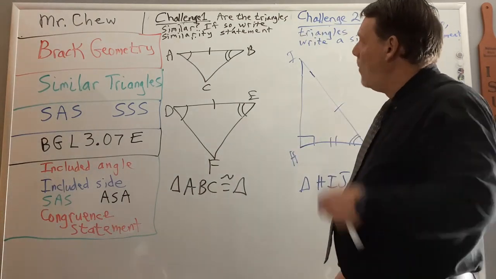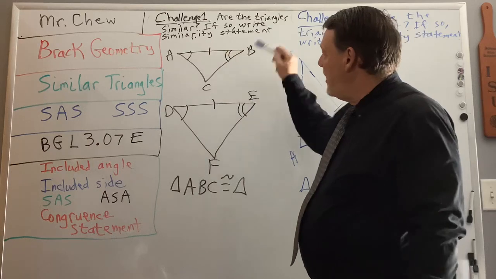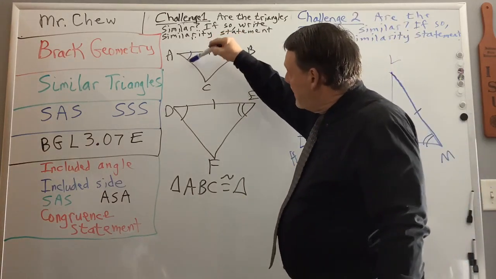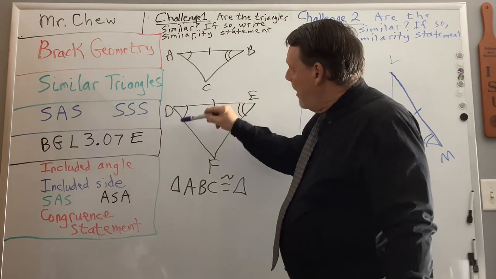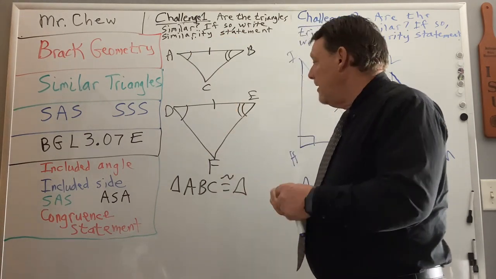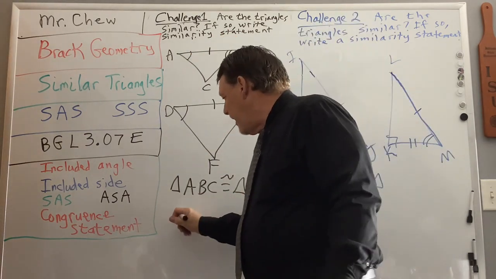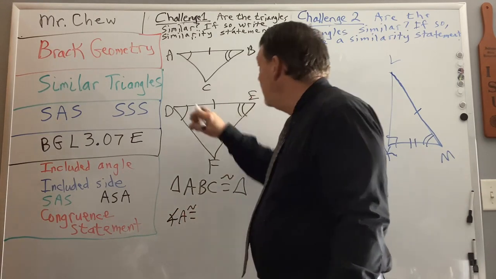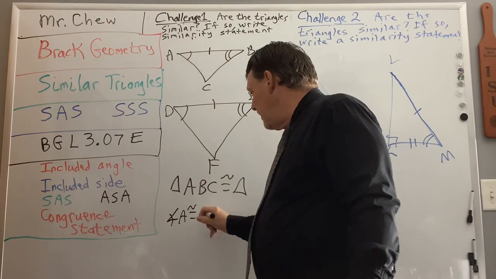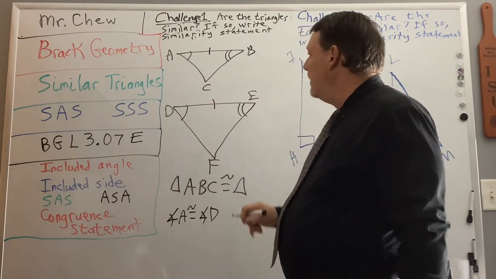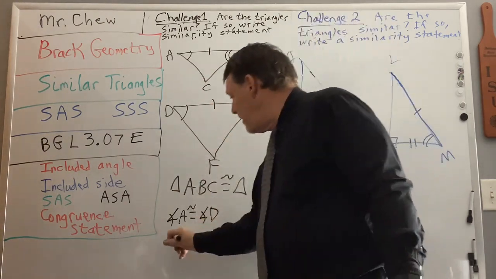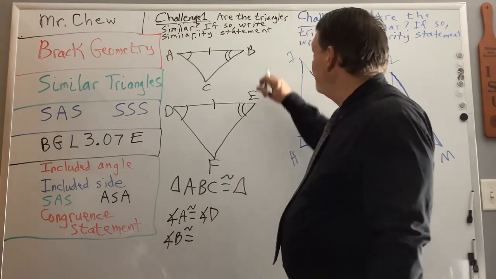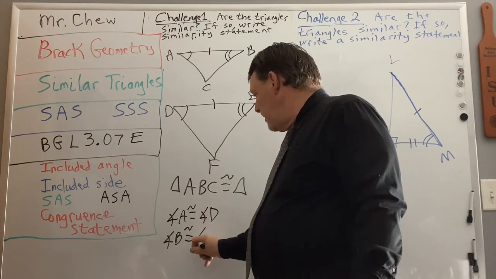So here's challenge one. We've got triangles ABC and DEF. I've got one tally on A and one tally on D. That means that angle A is congruent to angle D, whatever one has one. And then it says angle B is congruent to angle E.